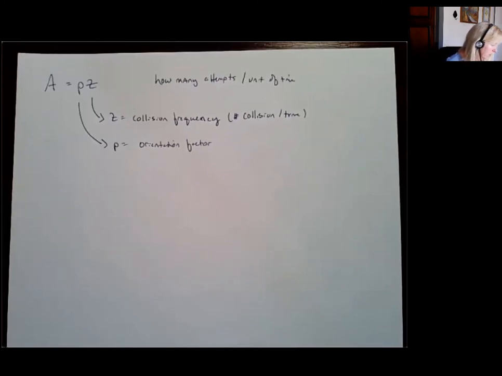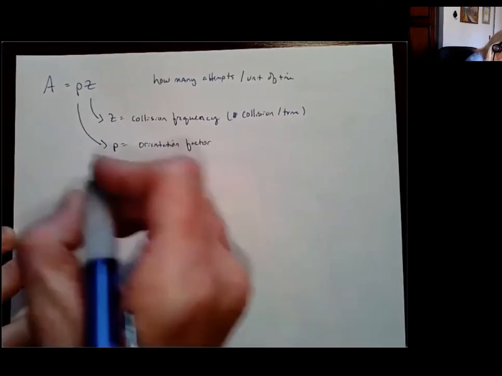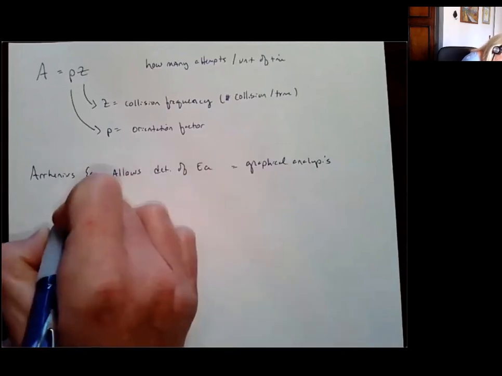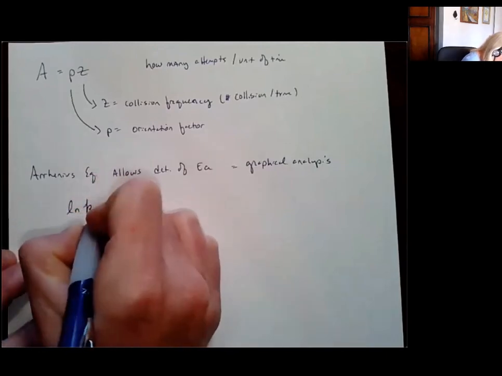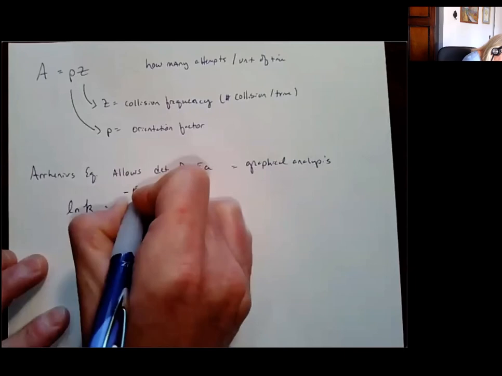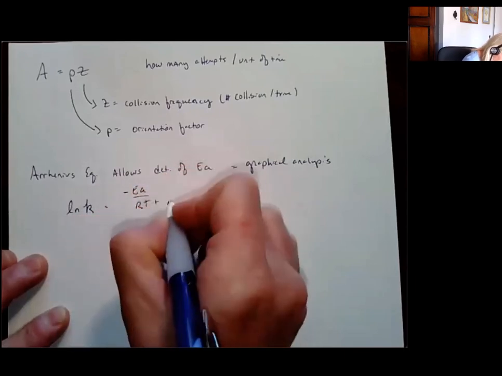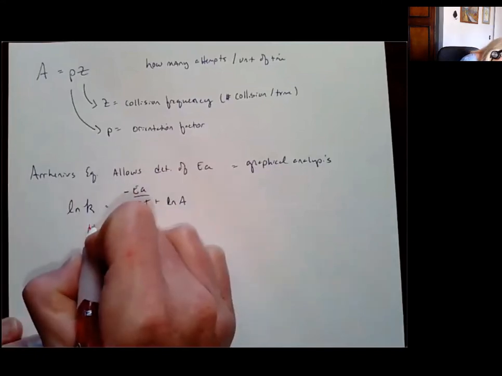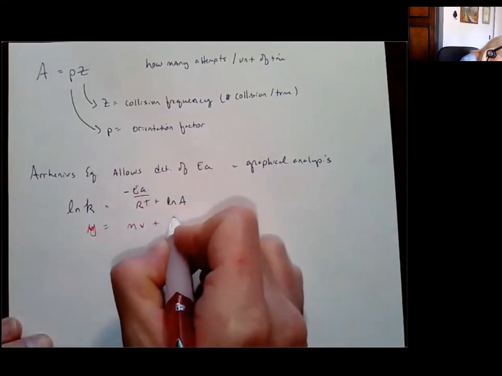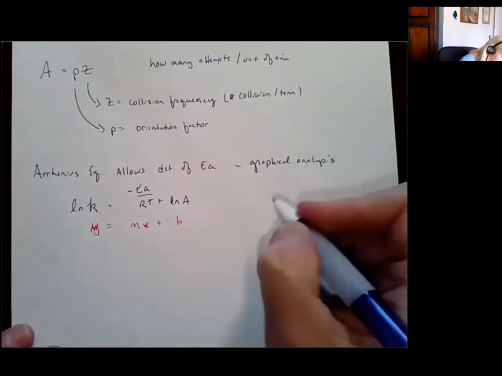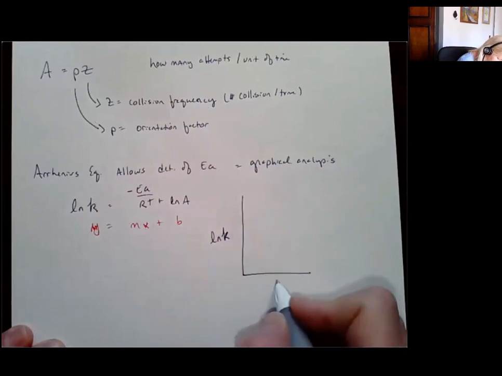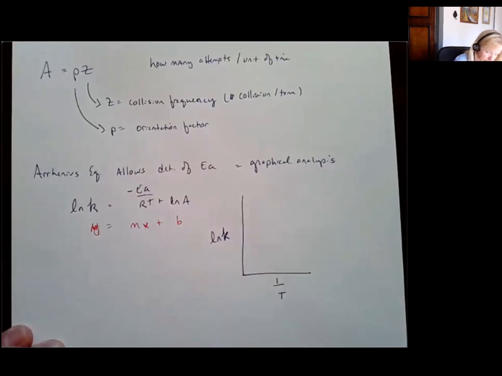The Arrhenius equation allows us to determine the activation energy, and we do this through graphical analysis. That looks like this equation here: ln of k equals negative EA over R times T, plus ln of A. So this is my y equals mx plus b format. Y is my natural log of the rate constant. X is 1 over the temperature in Kelvin.